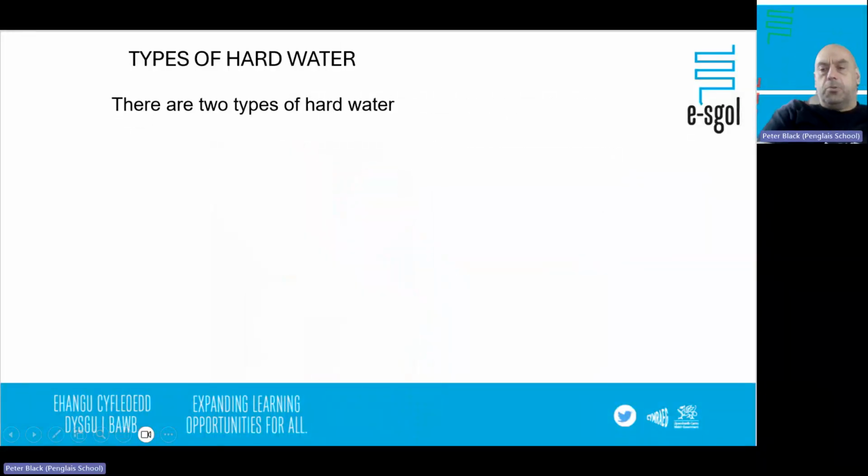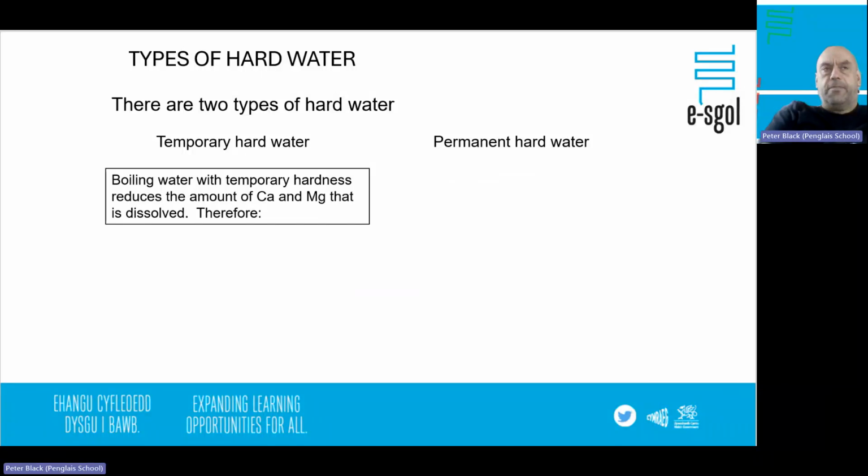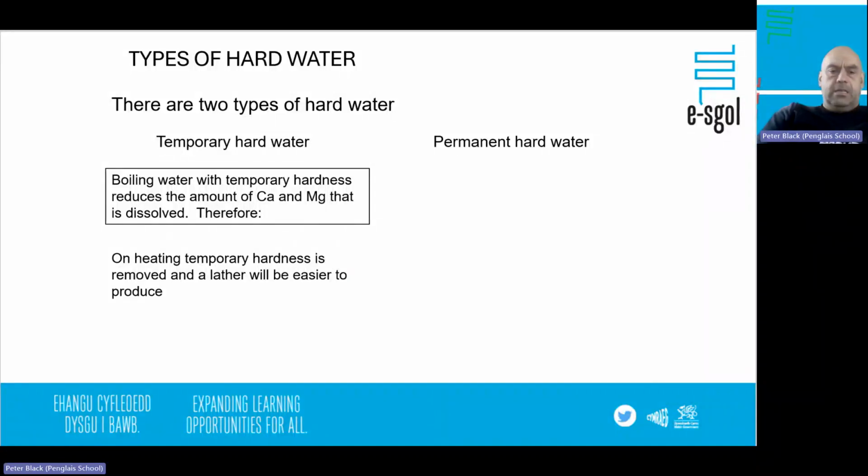So when we come to hard water, there are two types of hard water. There's what's called temporary hard water, and there's what we call permanent hard water. The difference between them really is, does boiling remove the hardness? If you're in a temporary hard water area and you boil the water, it actually becomes soft water. And if you live in a permanent hard water area, there's literally no difference at all.